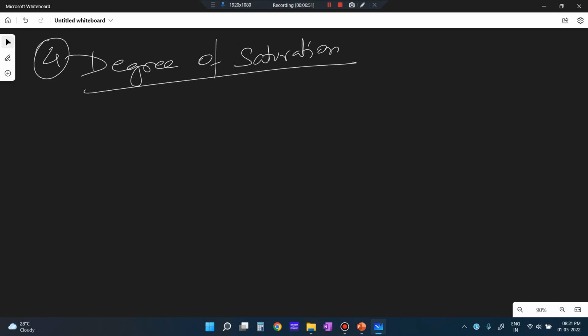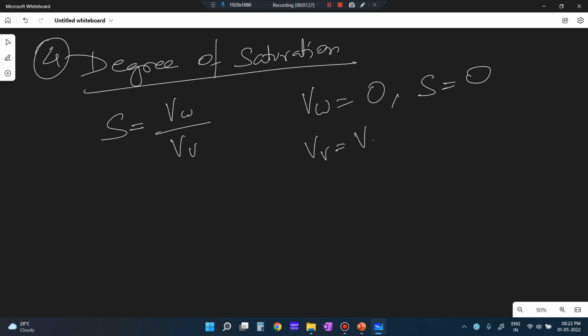Number 4. Degree of saturation. It is generally represented by capital S, which is equal to the total volume of water present inside the voids to the total volume of voids. It can also be represented in terms of percentage. So now if the soil is completely dry, that means if there is no water present inside the soil, in that case we can say the saturation is 0. And if the soil is completely saturated, that means all the voids are filled up with water. In that case, total volume of the voids is equal to the volume of water. So in that case, saturation is 1 or 100%.